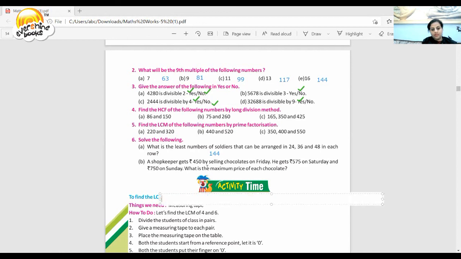After that, what is this? A shopkeeper is selling in 3 days. What is the biggest price of chocolate? That will be 150 rupees.